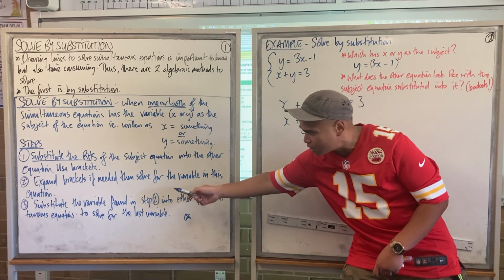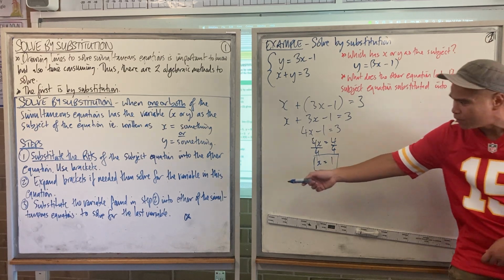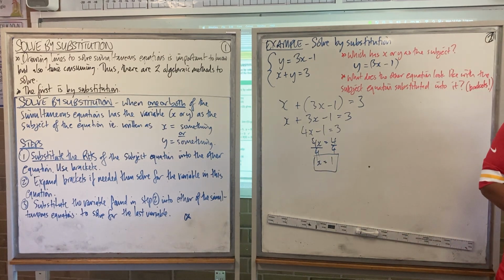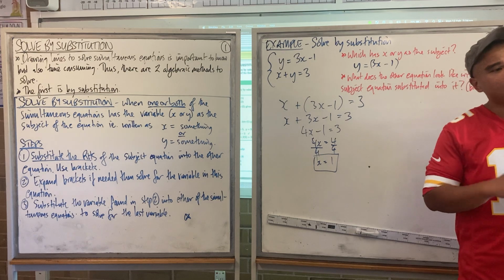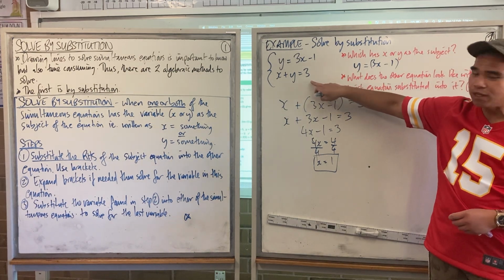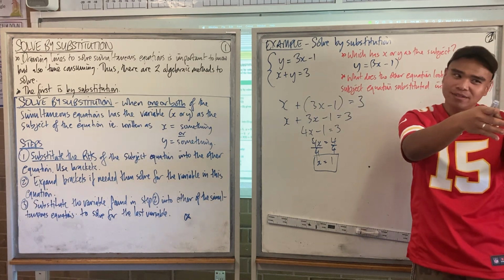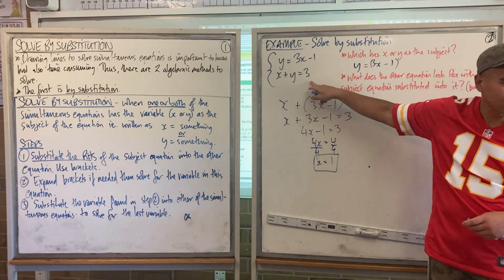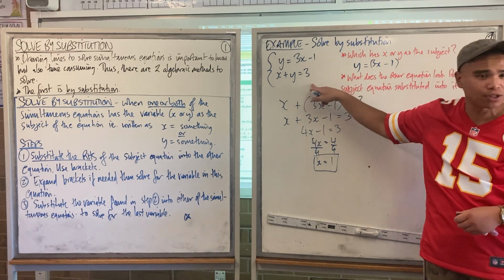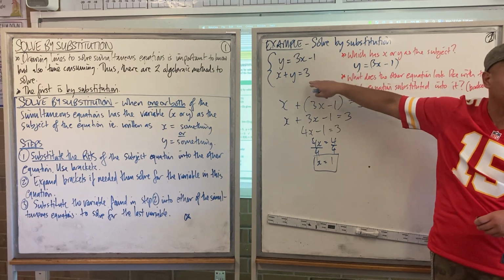What's step 3? Substitute the variable you found in step 2, which is x equals 1, into either of the simultaneous equations. You're Ignite, you're smarter than this. Which is the harder looking equation? This one or this one? Top or the bottom? Okay, you got me. Bottom. The bottom one's easier because it's just something plus something equals 3. Don't waste your time substituting this into the harder one. Look for the easier one.